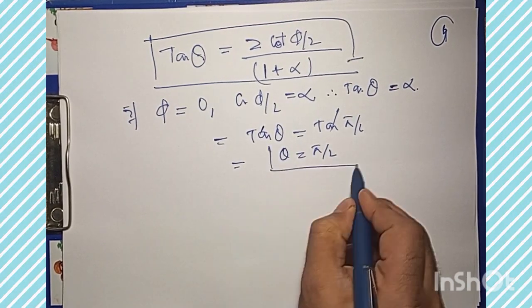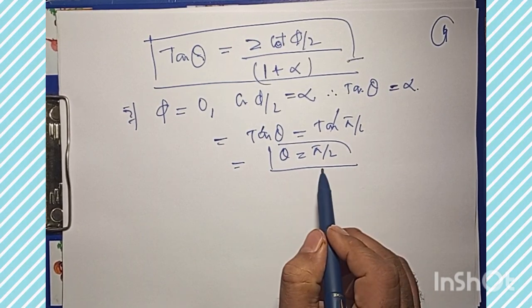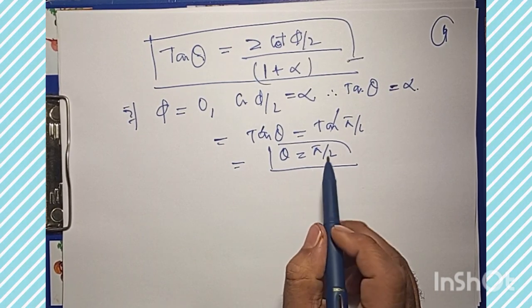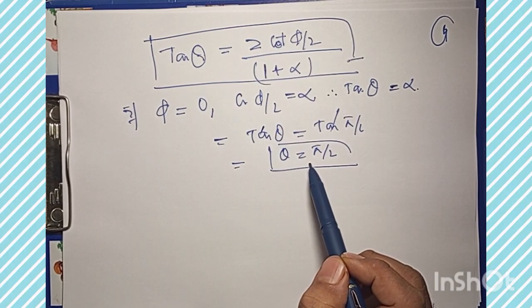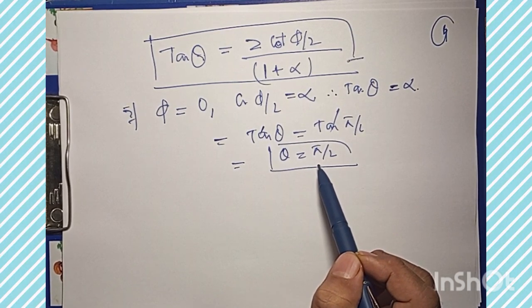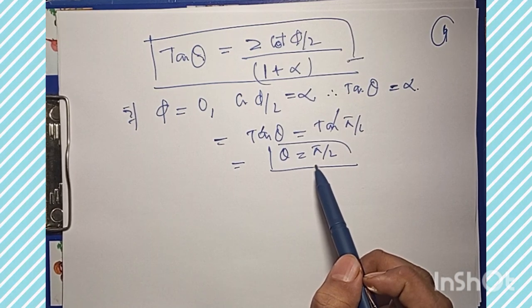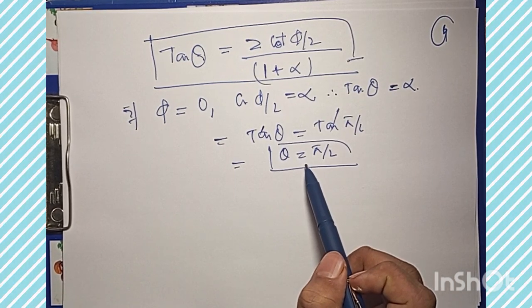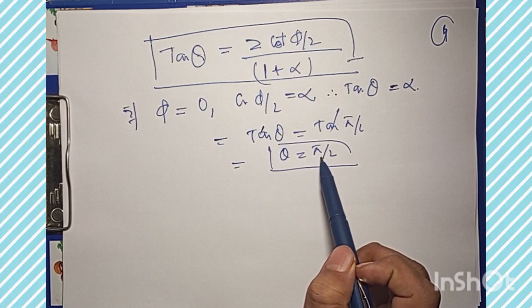Now, what does this mean? This means that the photon goes unscattered, while the electron moves at a right angle to the direction of the photon. So nothing happens to the photon. It does not scatter, but the electron scatters to an angle equal to pi by 2.